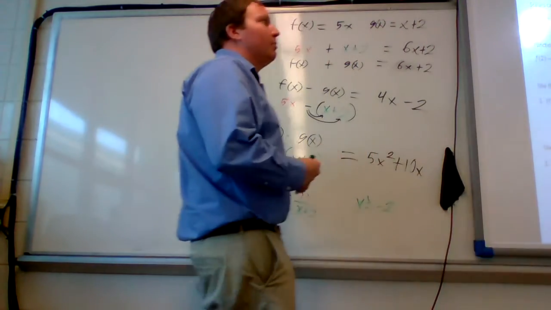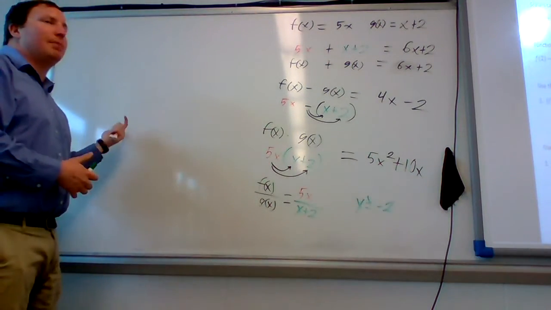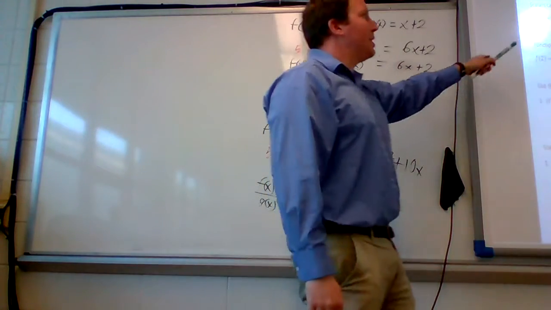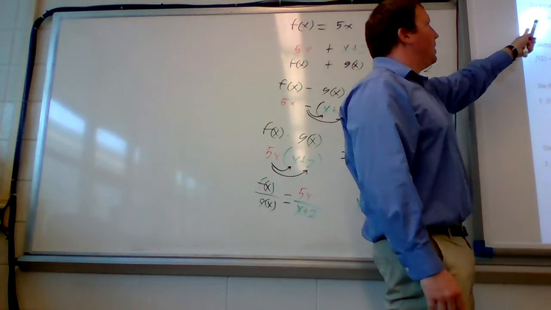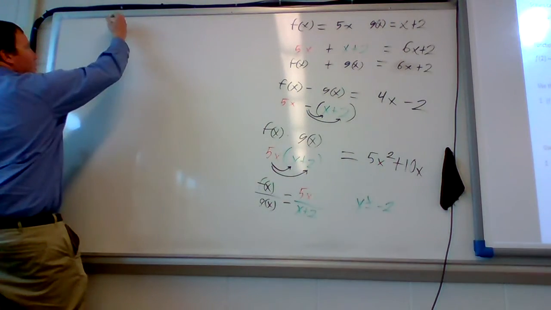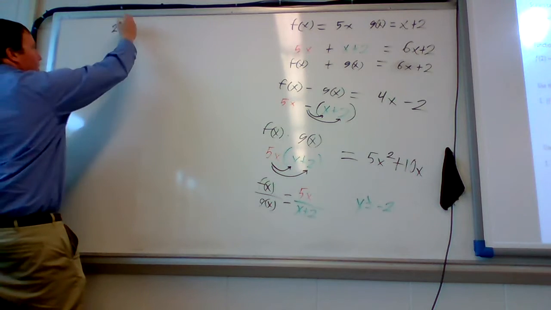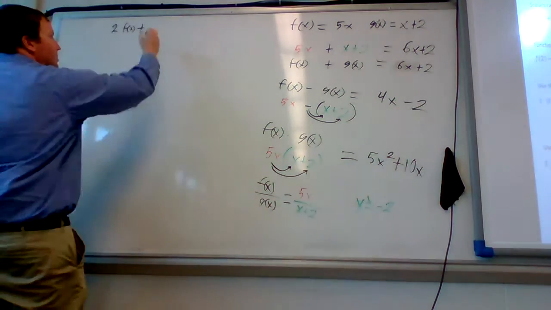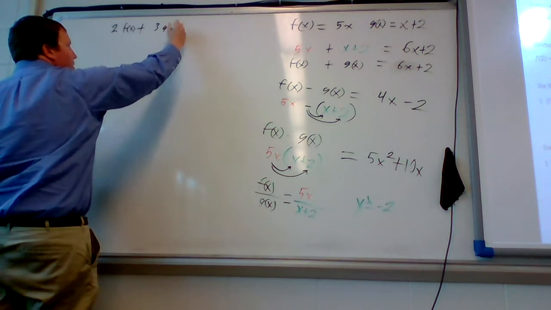So think back when we had a matrix and we multiplied it by a scalar, we took everything inside of it and multiplied it by that value. We're doing the same thing with functions. So in this case, we have 2 f of x, so we're taking 2 times f of x, plus we've got 3 times g of x.